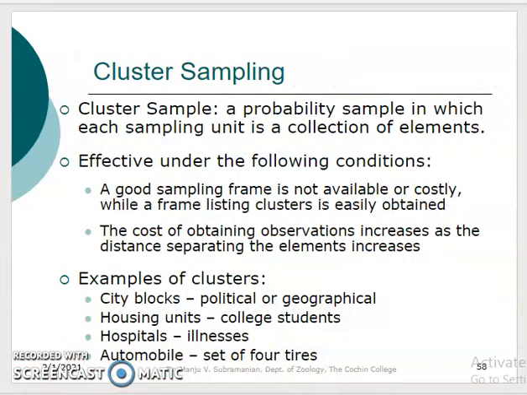The next type is cluster sampling. Cluster sampling is a probability sample in which each sampling unit is a collection of elements.